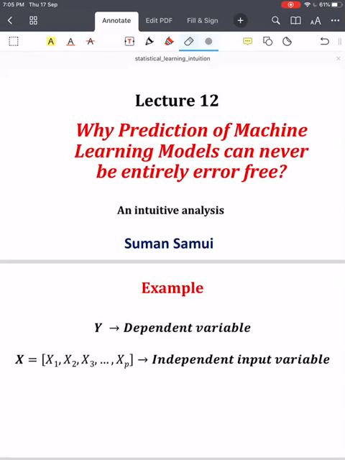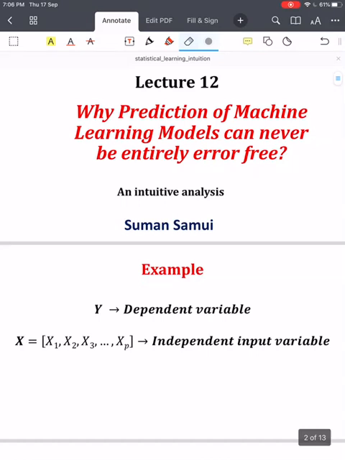Welcome to another video. Today we are going to discuss why the predictions of machine learning models can never be entirely error-free. We know that in the world of machine learning, accuracy is everything. You strive to make your model more accurate by tuning and tweaking the parameters, but in reality, they are never able to make it 100% accurate when they work on real-time data. That is a hard truth about your prediction or classification models, and it means they can never be entirely error-free.